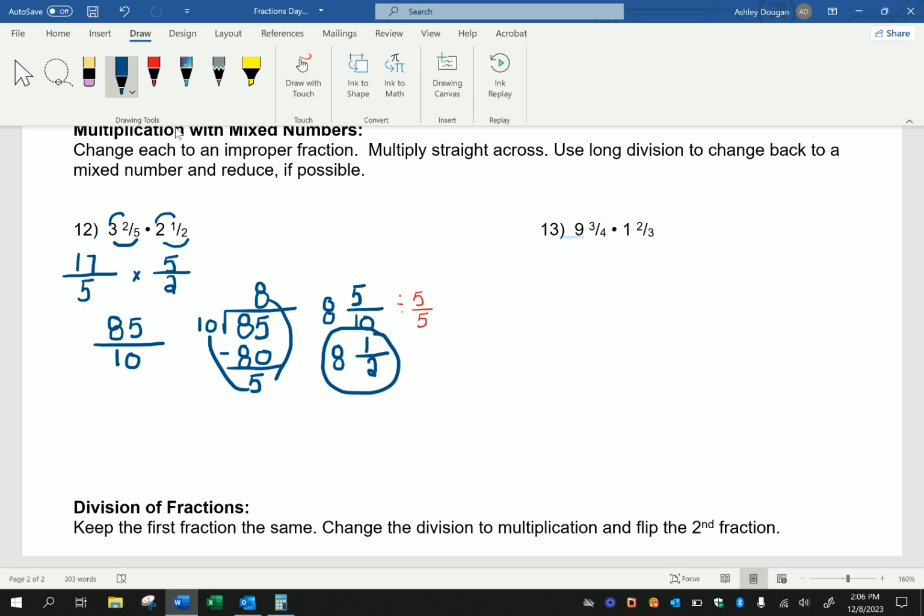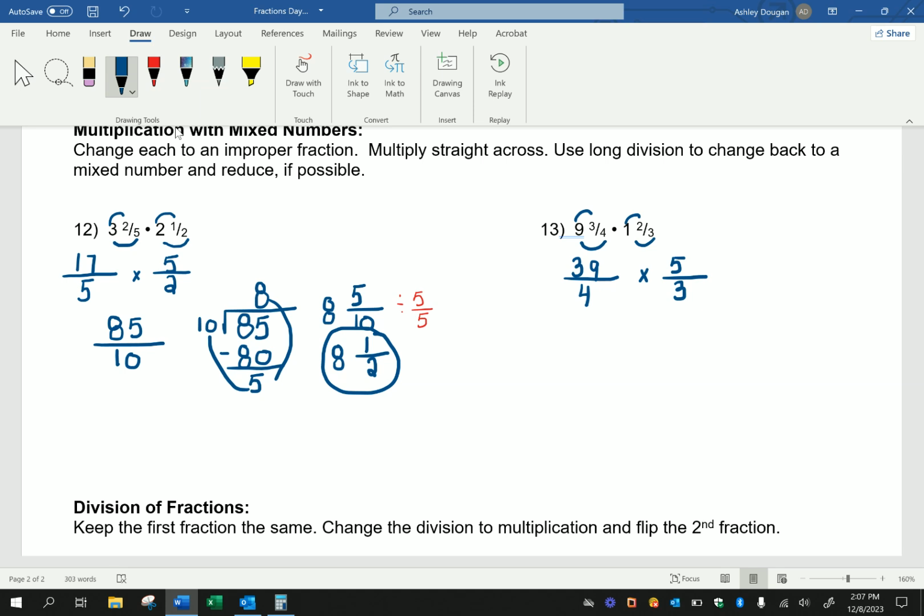Let's look at 13. I have 9 3/4 times 1 2/3. Anytime I have a mixed number, first step is going to be change it to an improper fraction. I would say 9 times 4 plus 3. That's going to give me 39 over 4. And then I look at the second one, and I would say 3 times 1 plus 2. That gives me 5. And then I keep the denominator the same, and so I would have 3. Now I'm just multiplying 39 over 4 times 5 over 3.